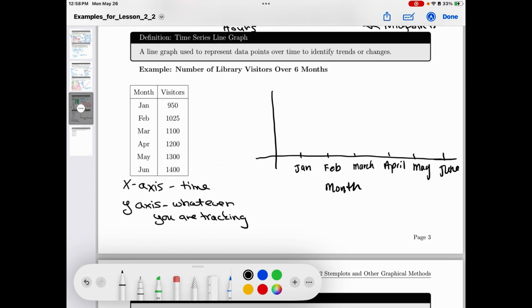All right, now on the y-axis, we're tracking the number of visitors. So we're going to write visitors. Okay, so on the y-axis, we have visitors. Now I'm going to start at 900 and go up to 1400. And because I'm not starting at 0, I want to use that little compression symbol to let the reader know that from 0 to 900 on the graph has been compressed.